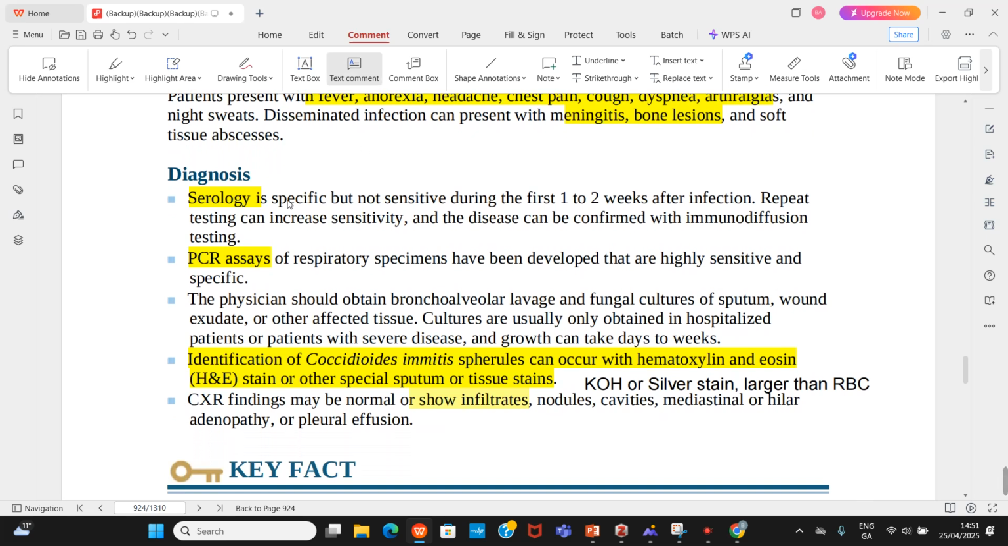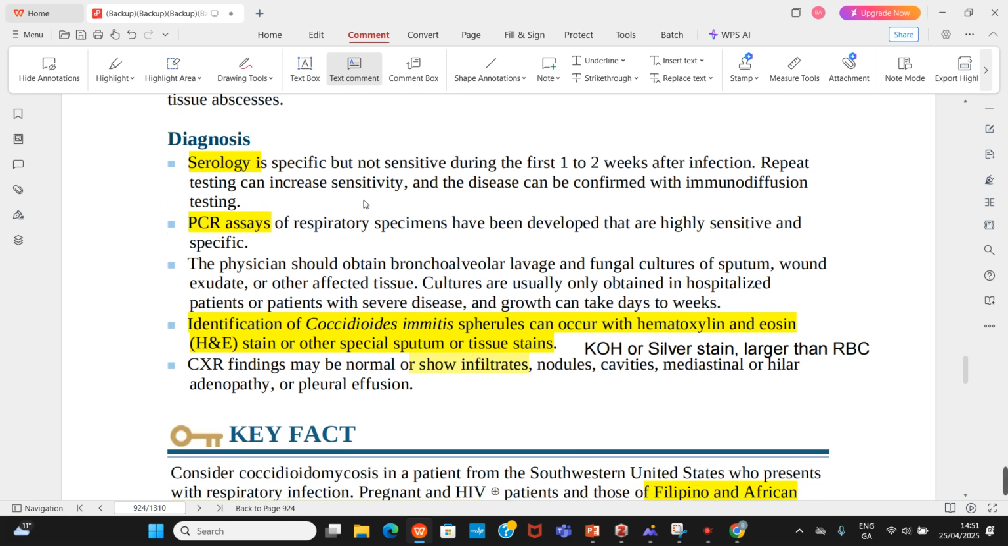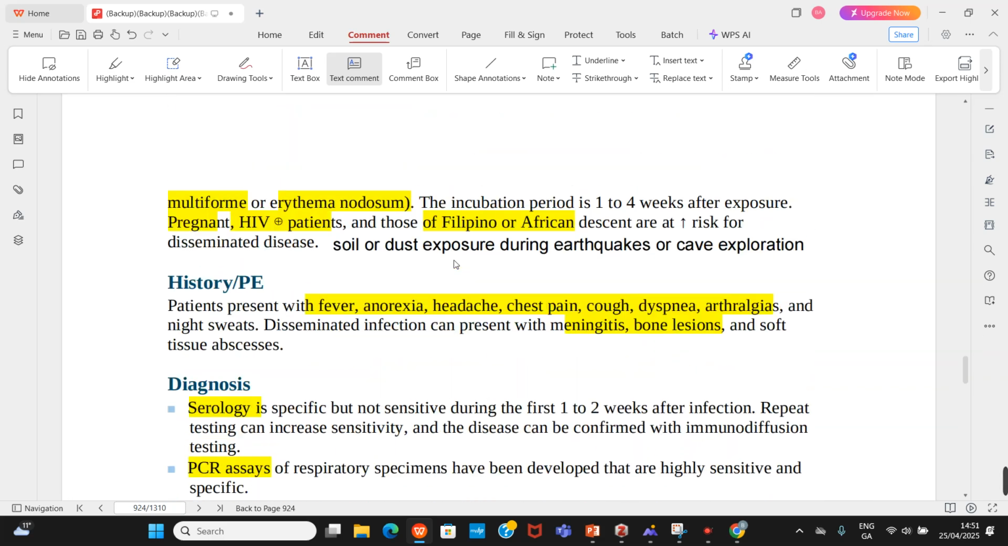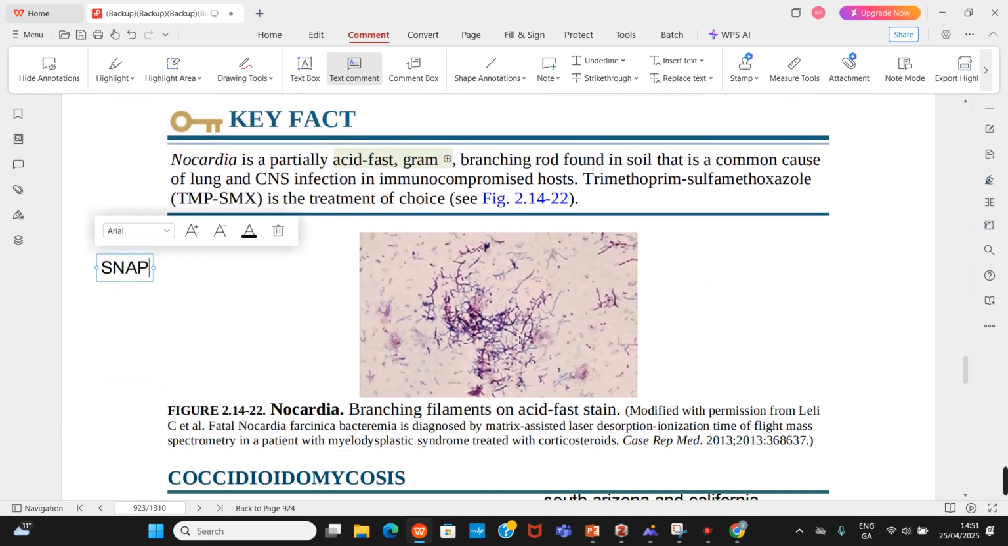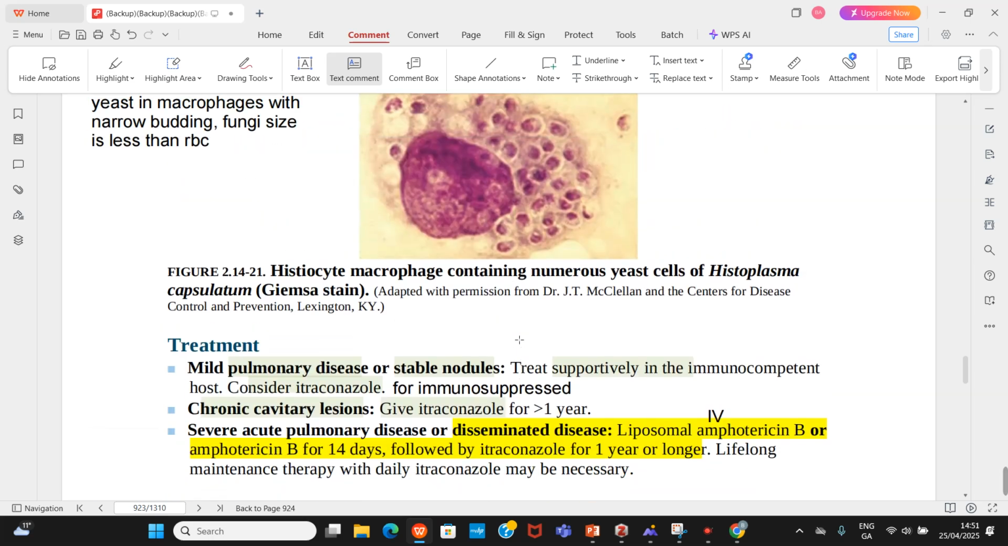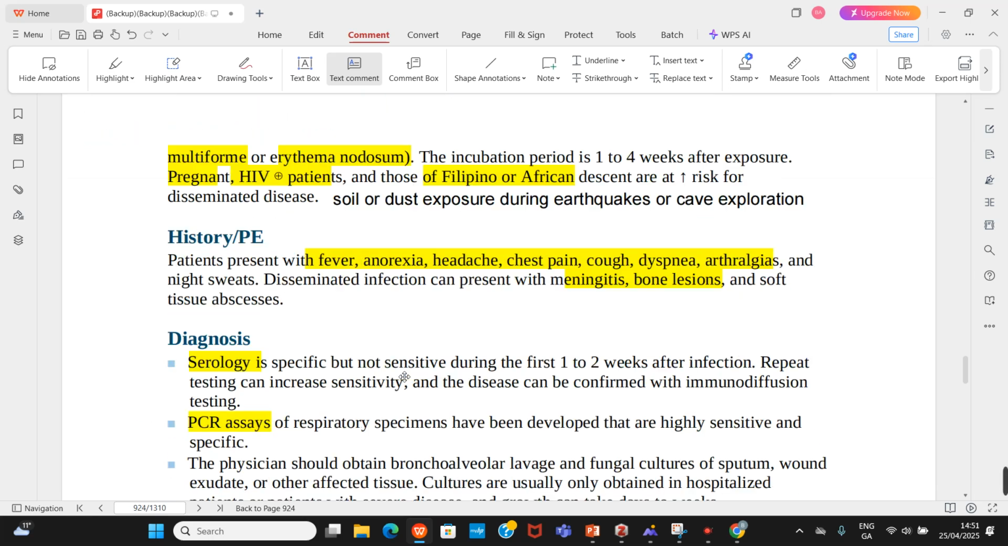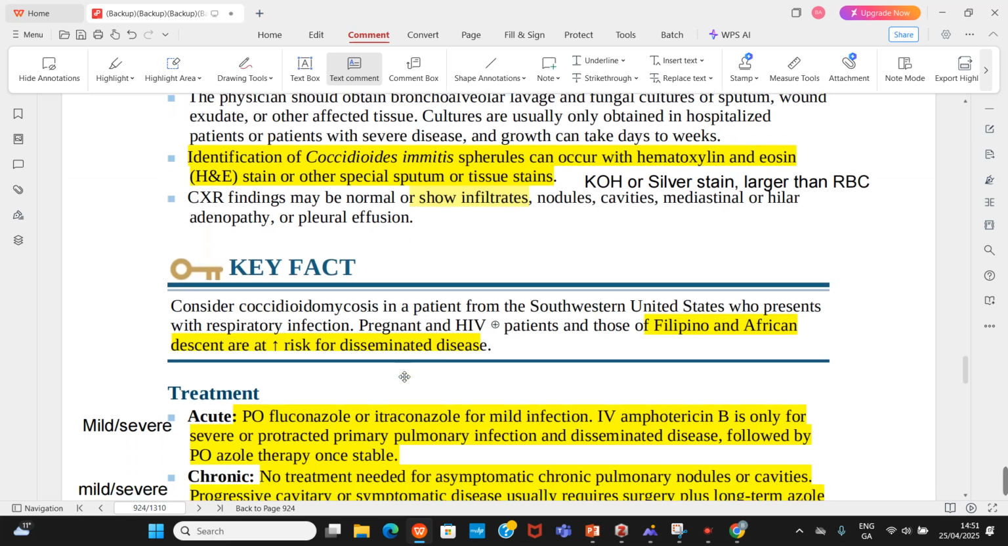Serology, I don't want us to know anything about serology because most of the time it's not very sensitive. It might not pick it at the early period. But the best test is to do a PCR analysis. If you can't do the PCR, you can do a stain, like the way we stain for histoplasmosis. But here we are going to be seeing the endospore within the spherule.